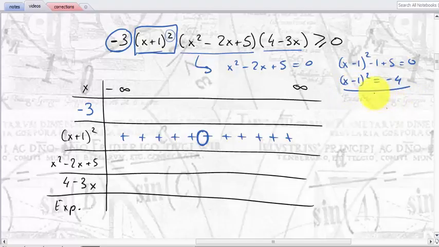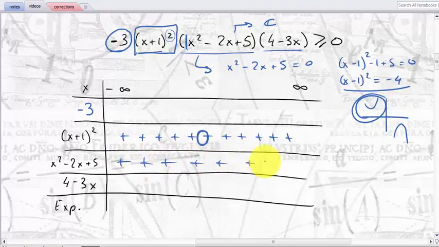So what does that mean? It means that this quadratic equation has complex solutions, right? So it means that the graph is either always above the x-axis or always below the x-axis. Now it's concave up. Right here there's a +1. So in this case, the graph is always above the x-axis. Therefore, this is another line of pluses, right? It doesn't change the sign.